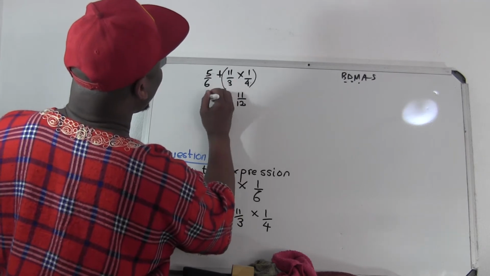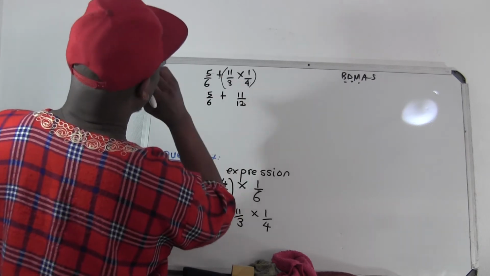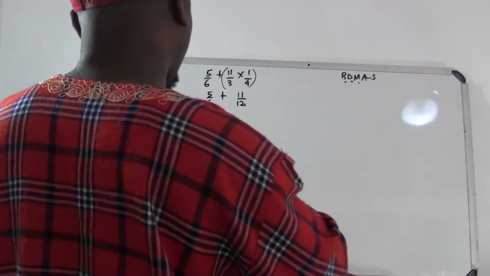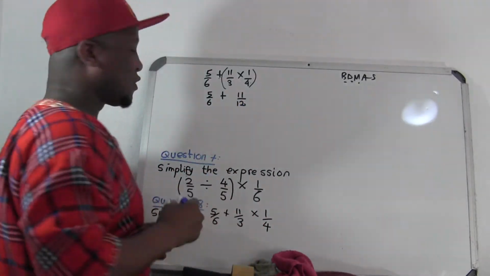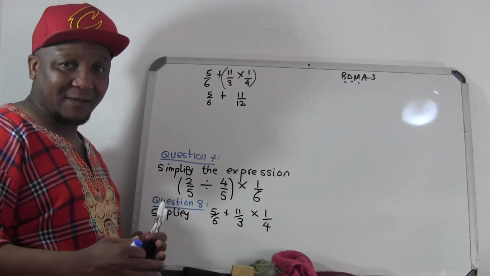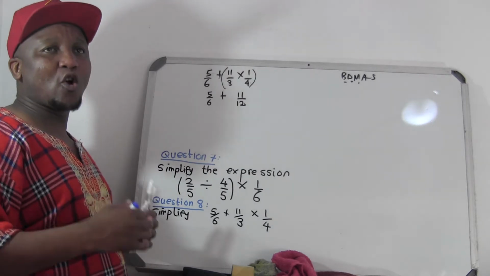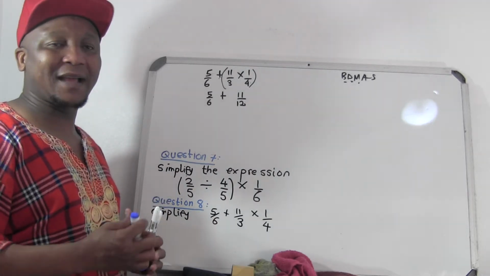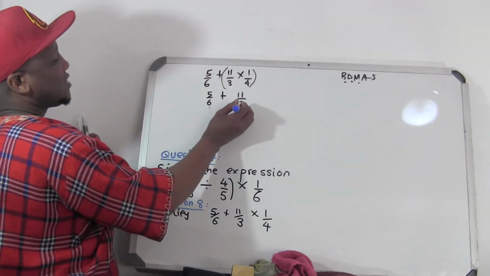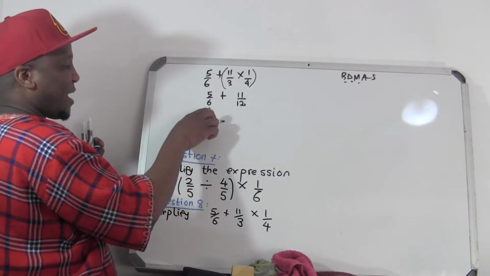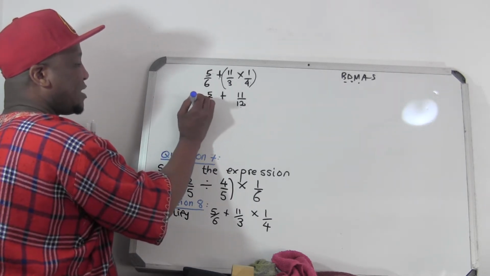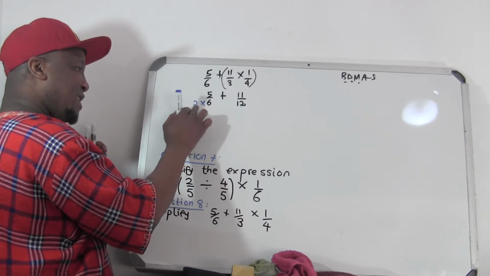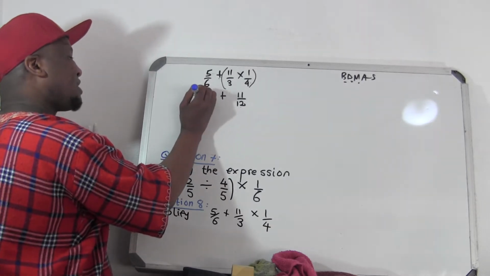And then here I have 5 over 6, and then we have our plus. This is 12, this is 6. So now we go back to the plus and minus. For plus and minus, you just find the common denominator. If this is 6 and this is 12, how am I going to make this 12? It means I have to multiply by 2. But whatever I do at the denominator, I have to do the same thing to the top.